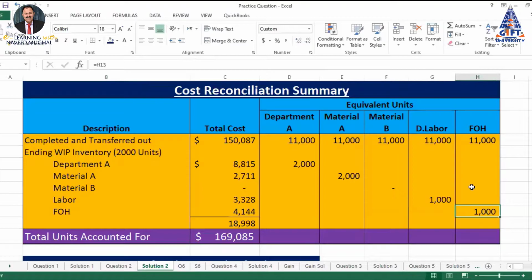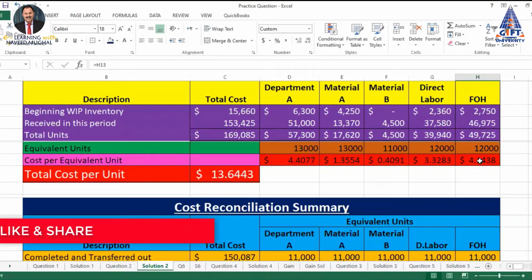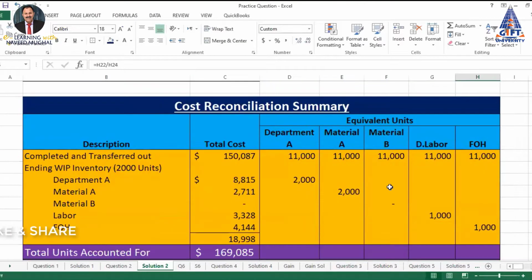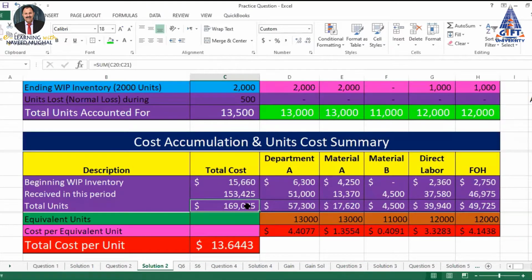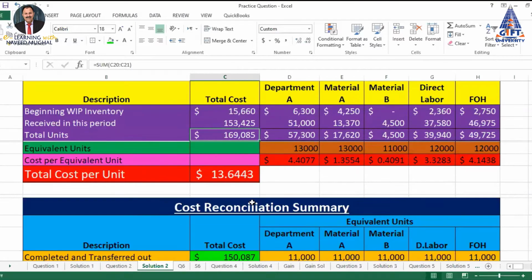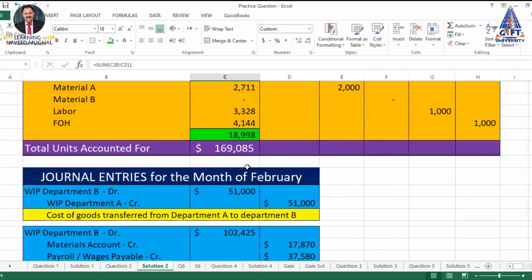And for the FOH, we have 1000 equivalent units, and we will multiply FOH per unit equivalent cost, that is 4.14348. We will have 4,144. And the total cost of work in process ending inventory is 18,998. When we add this cost and this cost, we will have 1,69,085, which is equal to the total cost which we applied in this period. So in this way we have reconciled this cost with this figure.